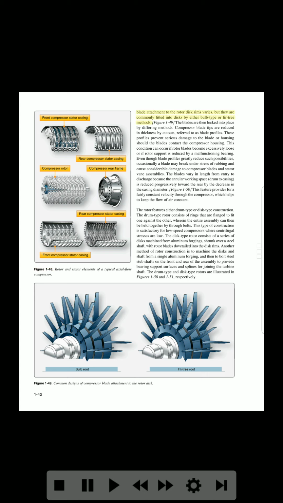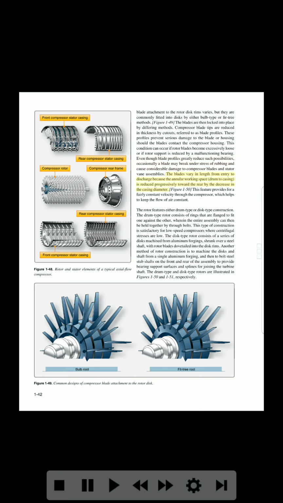Blade attachment to the rotor disc rims varies, but they are commonly fitted into discs by either bolt type or fir tree methods, Figure 1-49. The blades are then locked into place by differing methods. Compressor blade tips are reduced in thickness by cutouts, referred to as blade profiles. These profiles prevent serious damage to the blade or housing should the blades contact the compressor housing. This condition can occur if rotor blades become excessively loose, or if rotor support is reduced by a malfunctioning bearing. Even though blade profiles greatly reduce such possibilities, occasionally a blade may break under stress of rubbing, and cause considerable damage to compressor blades and stator vane assemblies.